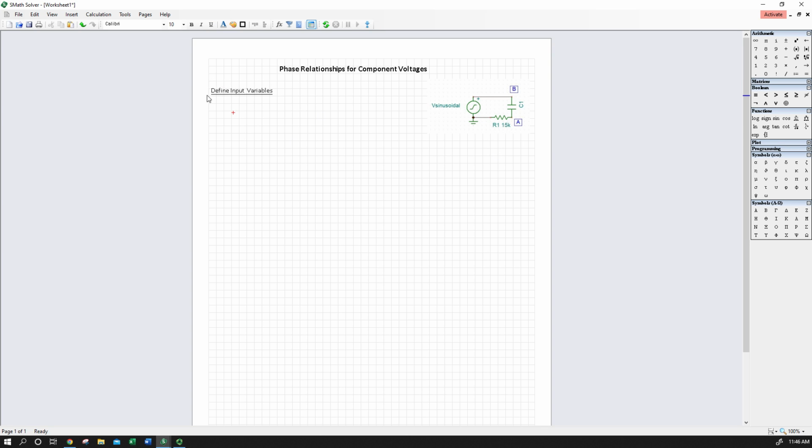Okay, so now I need to think about my circuit and think, well, what are all the things that I could select about this circuit? Well, I could select the magnitude of my sinusoidal source. So I'll call that V for voltage magnitude. And I'm going to want to use some subscripts to say which voltage. Well, it's the source voltage. And because we're working with AC, of course, we have both a magnitude and a phase.